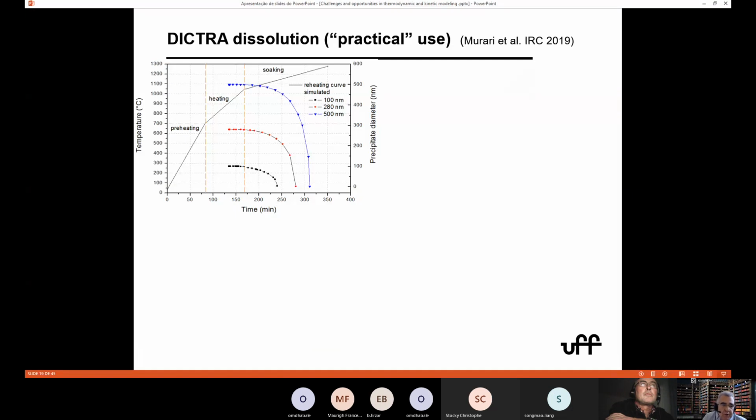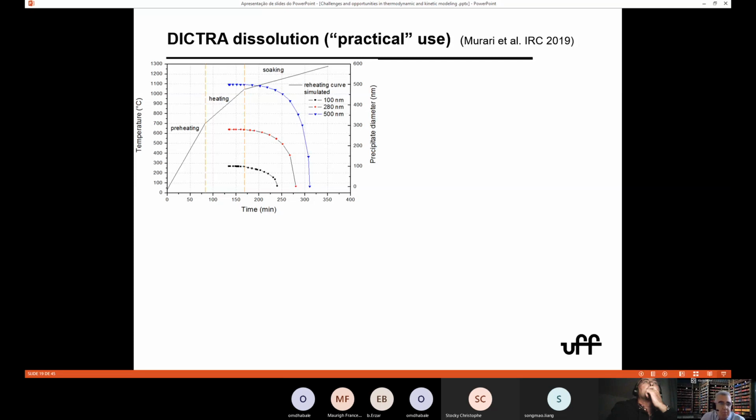And what we did was we did 3 different particle sizes. And we thought, well, 500 nanometers, half a micron, is still a reasonable size to try and dissolve. And so this is the actual cycle that this plant uses. So they do preheating, heating, and then there's a soaking time. So this was measured with thermocouples inside the plates.